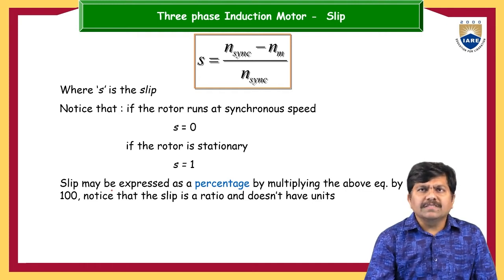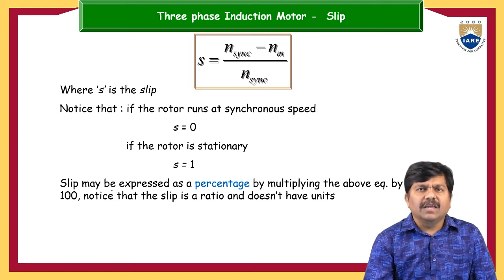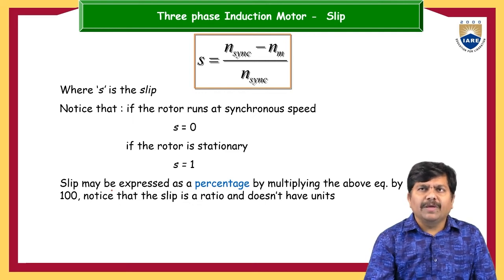So there are two cases. First, if the rotor runs at the synchronous speed. Of course, it is not possible, but ideally, if you assume the rotor attains the synchronous speed, so that the rotor speed and synchronous speed are both the same, then the numerator becomes zero. So the slip becomes 0.